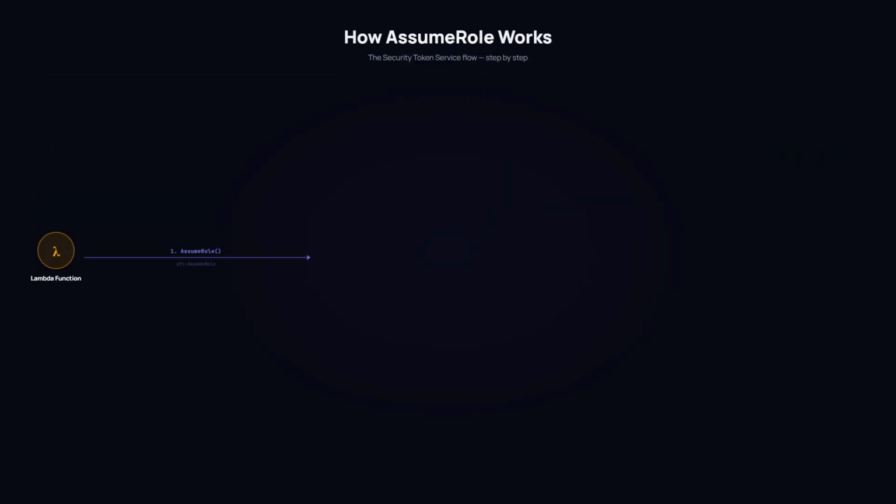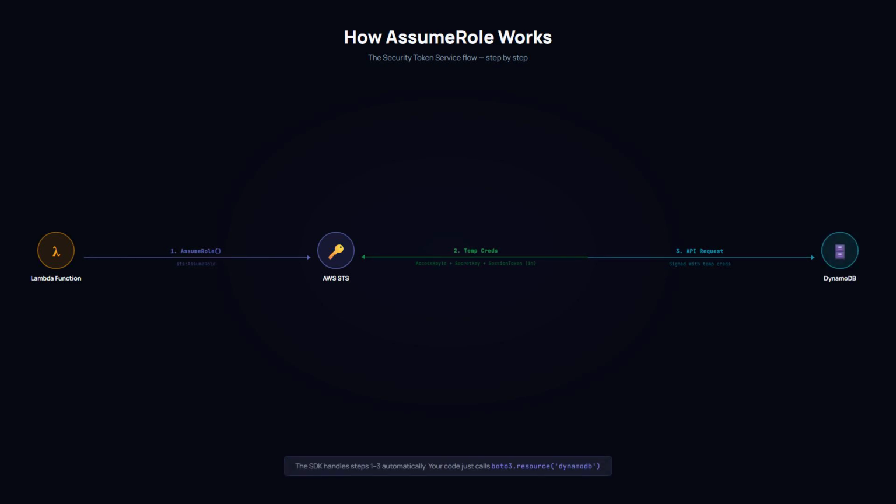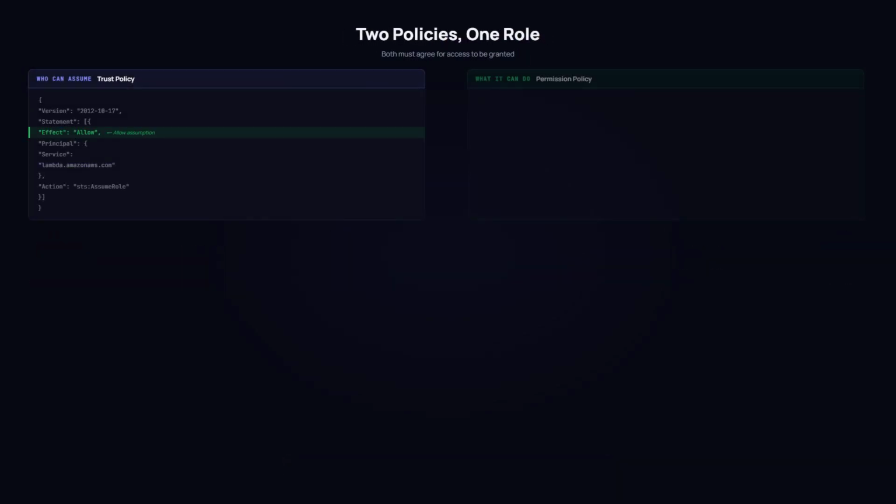Here is what actually happens. Your Lambda starts executing. It calls the AWS Security Token Service, STS, and says, I want to assume this role. STS checks the trust policy. Is this Lambda allowed? If yes, STS returns 3 temporary values, an access key ID, a secret key, and a session token. The SDK uses those to sign requests. When they expire, the SDK refreshes automatically. You never see any of this. It just works.